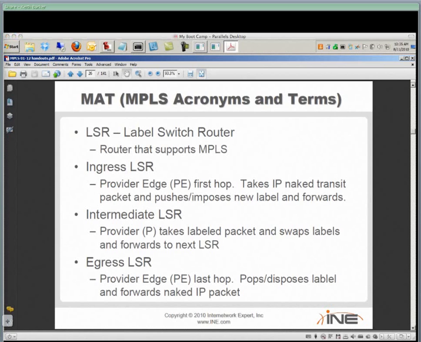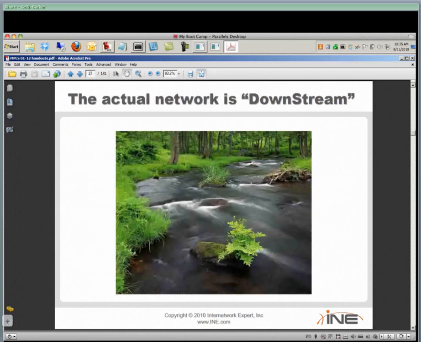Now, one of the other things that we talked about earlier, I want to focus on a little bit more right now, is the concept of upstream and downstream. What is that all about? Well, downstream is the actual network that you're trying to reach. Think of transit traffic as a river or a stream. It's always flowing down towards the destination network.